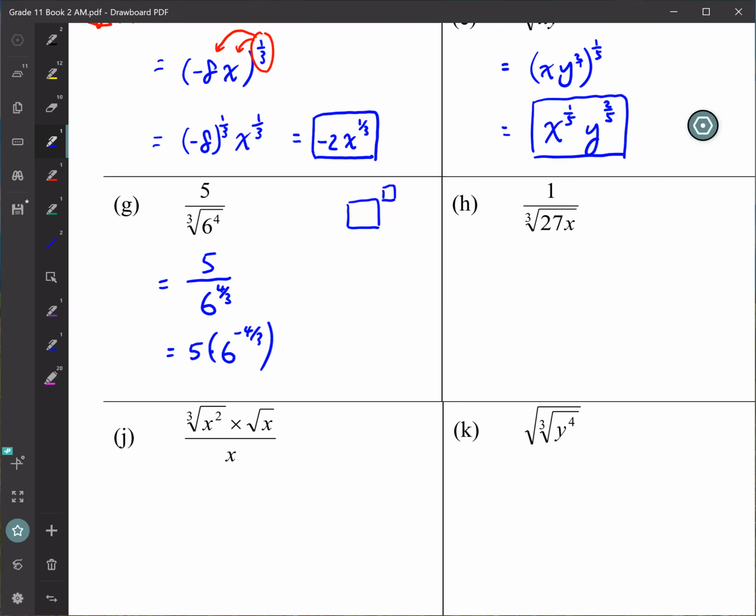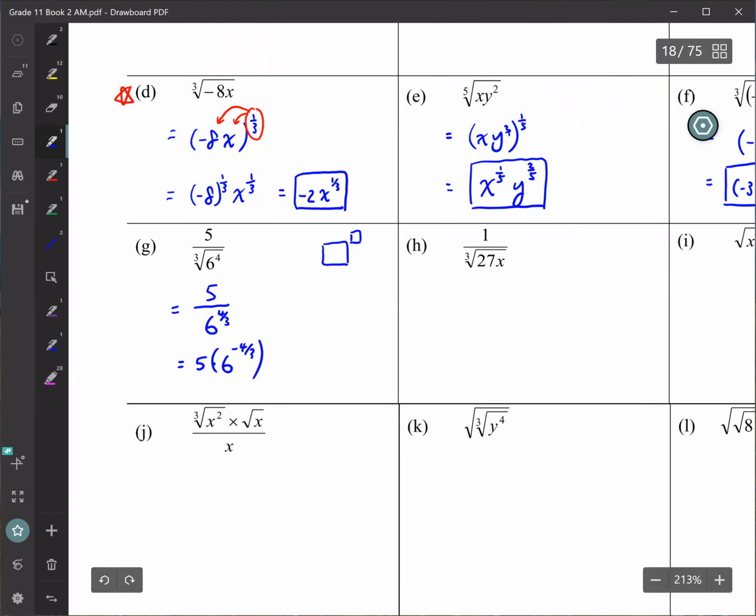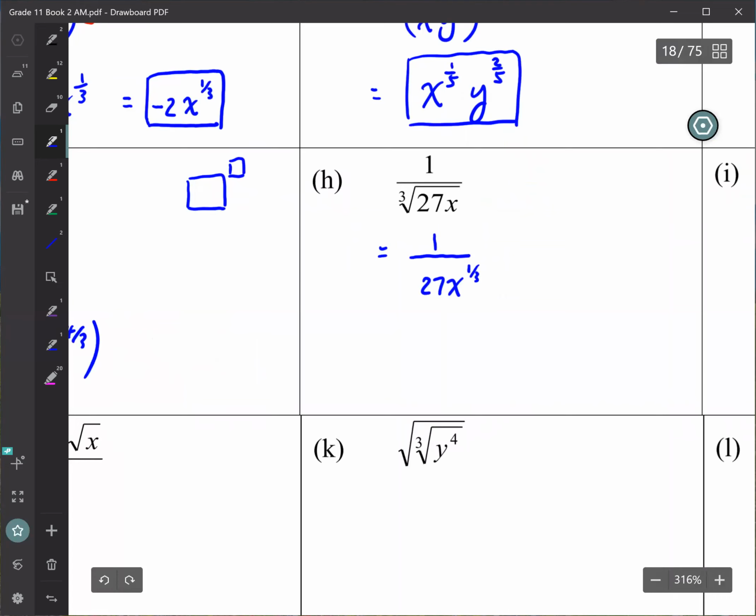Okay, so next one, question H. Similar, okay, we are going to rewrite the denominator with an exponent. So how do I do this one? Brennan, can you try? 1 over 27x to the power of 1/3. Like this? No, there's brackets around 27x. Yeah, okay. Write that down.